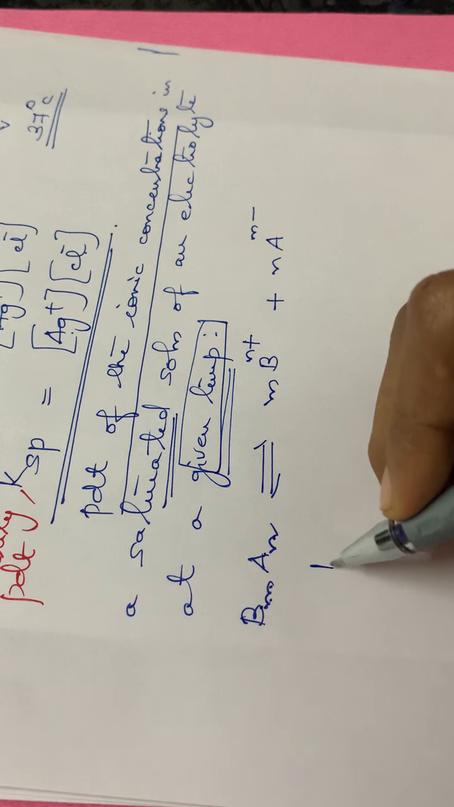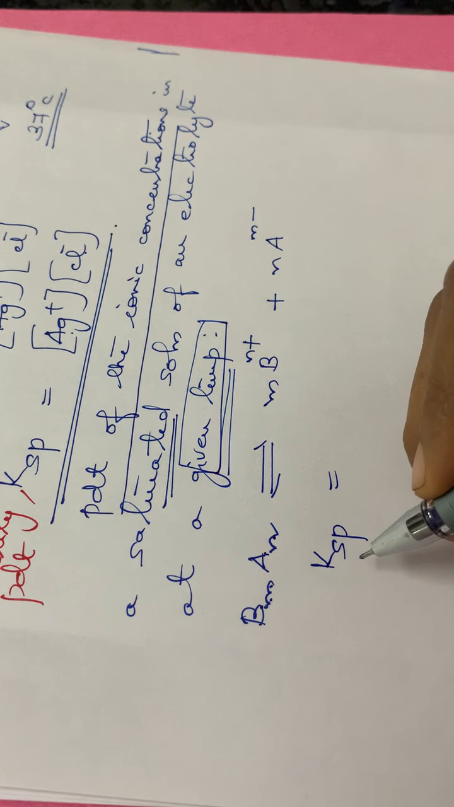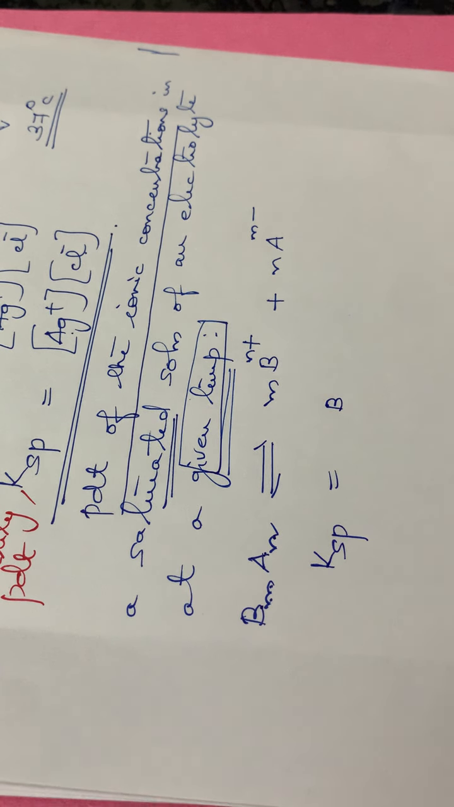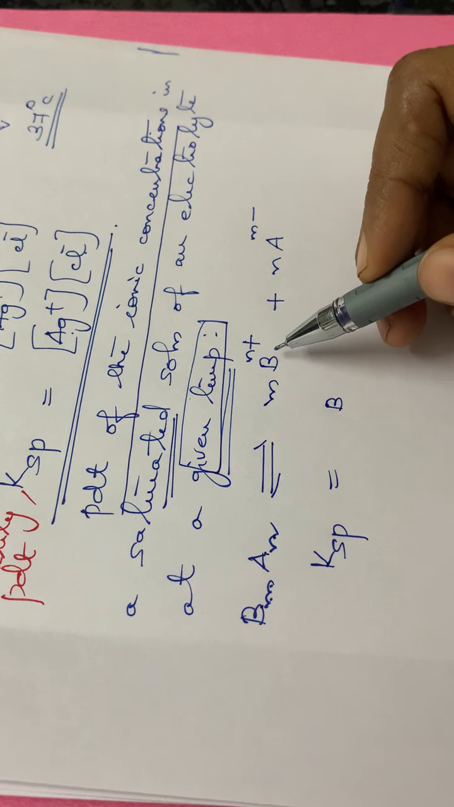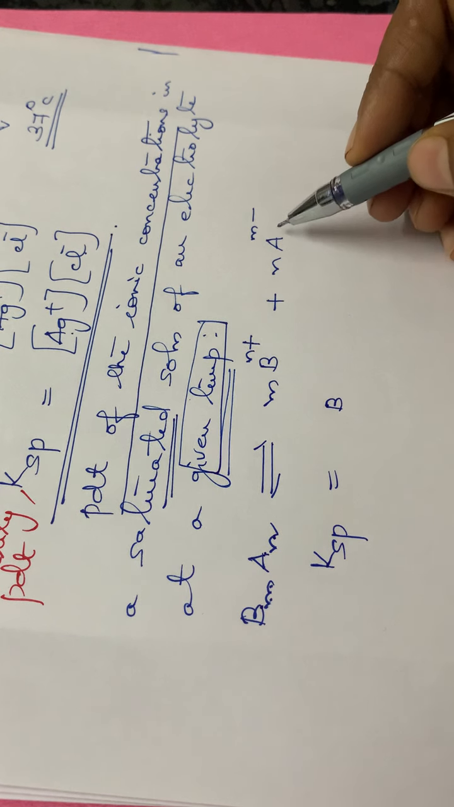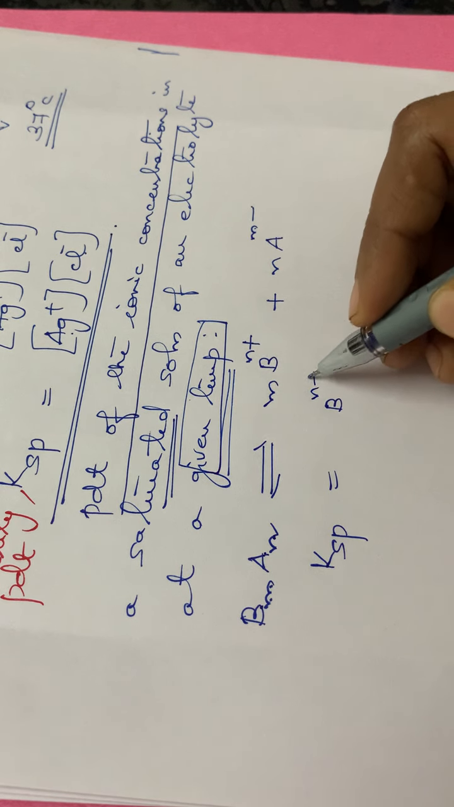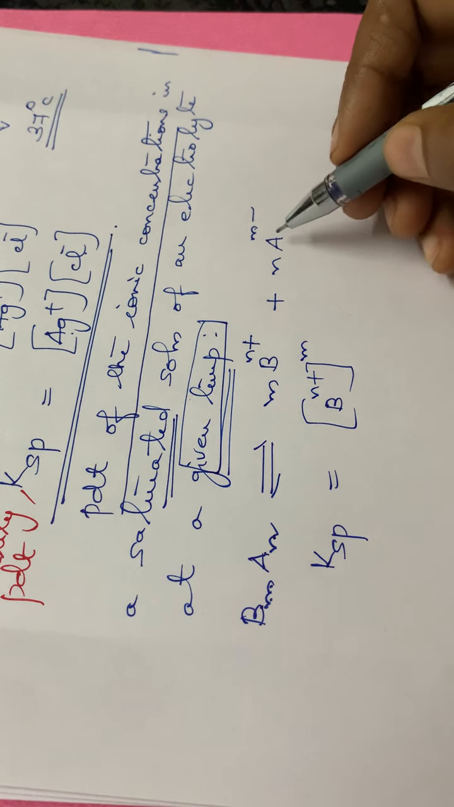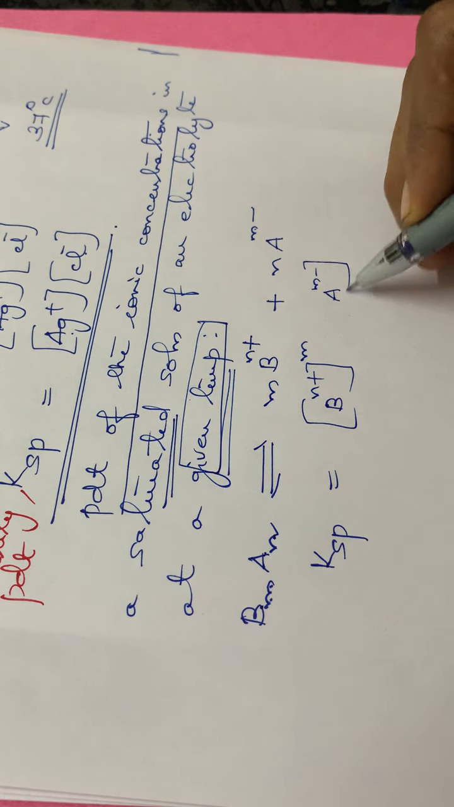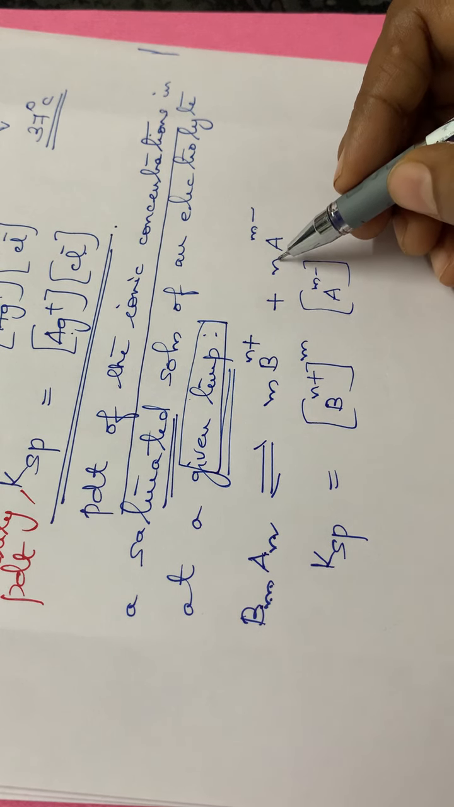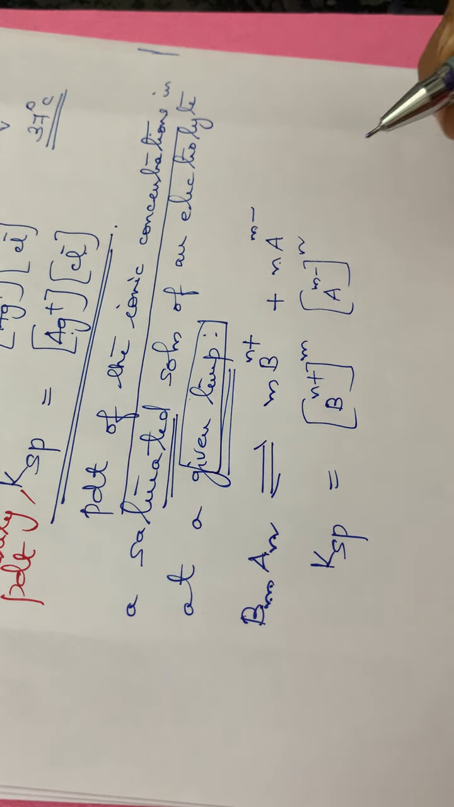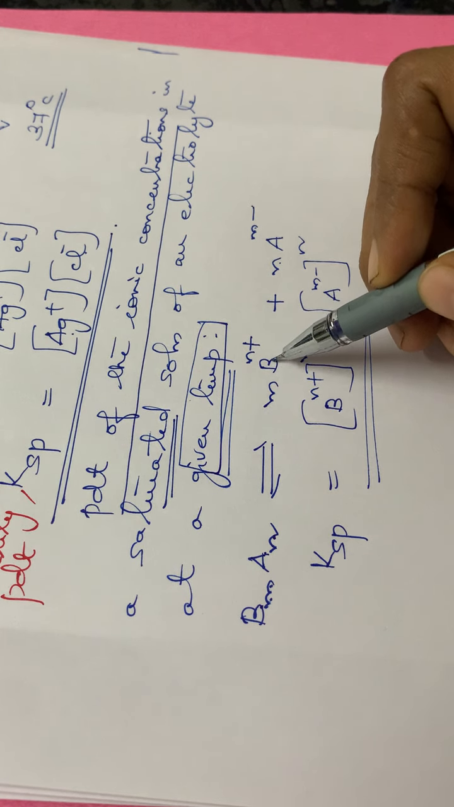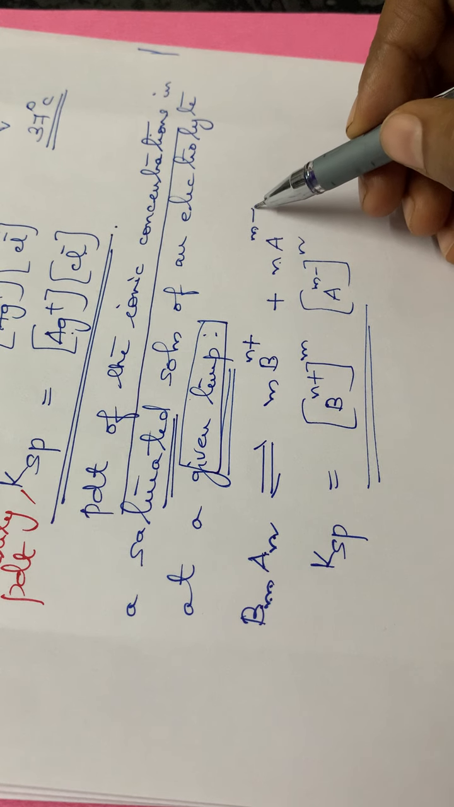So how can you write the solubility product? Solubility product is Ksp. So Ksp is equal to the ionic product, or the product of the ionic concentrations. Here the ions are Bn plus and Am minus, isn't it? So Bn plus, and the number of Bn plus is m, so raised to m, into Am minus, the anion present, and the number of Am minus is n. Likewise you have to write the solubility product. Here Bn plus is the cation and Am minus is the anion.